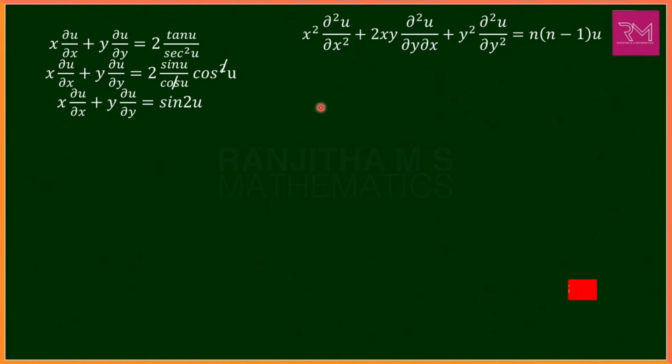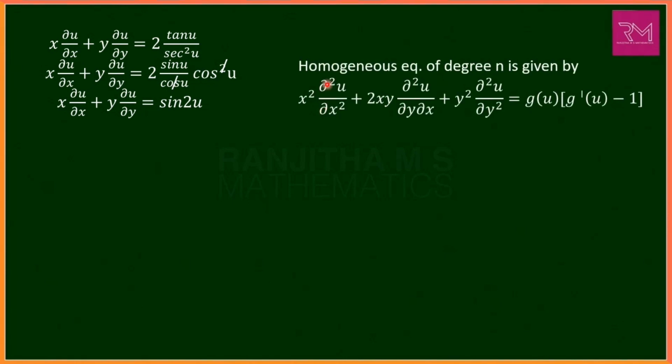Or we can apply another formula, which we have to remember. For a homogeneous equation of degree n, x square into del square u by del x square plus 2xy into del square u by del y into del x plus y square into del square u by del y square is equal to g of u into g dash of u minus 1. We have to remember this formula. Now I will use this method to solve this problem.